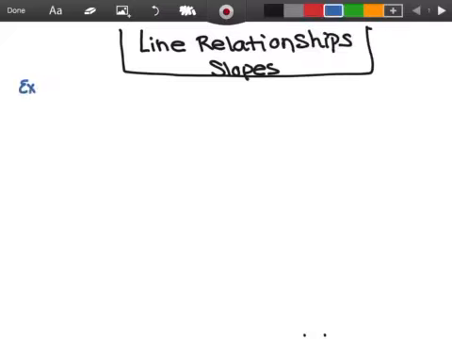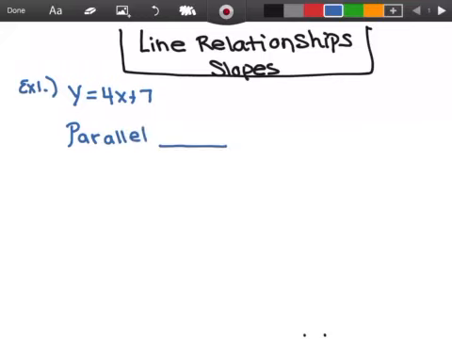So example number 1, I'm going to give you y equals 4x plus 7. And then I'm going to ask you to determine the slope if the line is parallel to the above line and if it's perpendicular to the above line. So we need to make sure we go over parallel and perpendicular to be able to figure out how we would determine a slope that would be parallel or perpendicular to this line above.